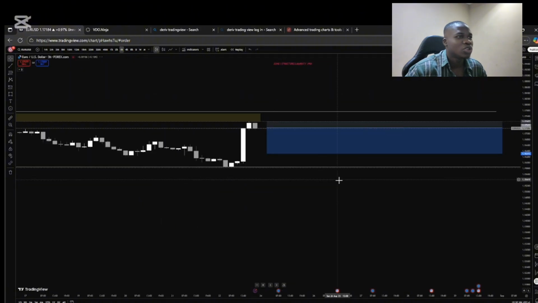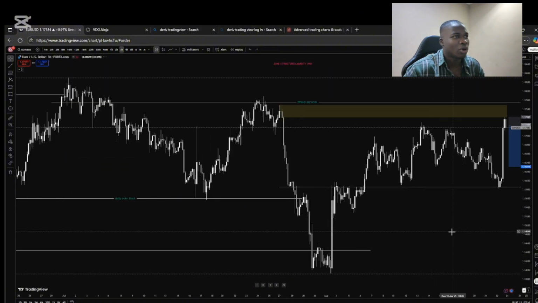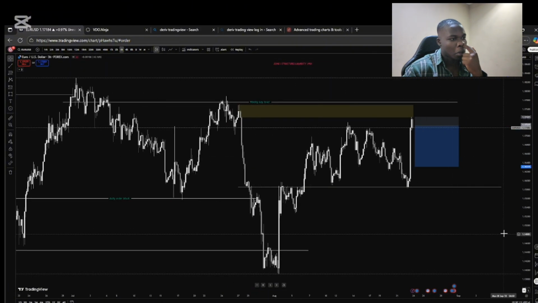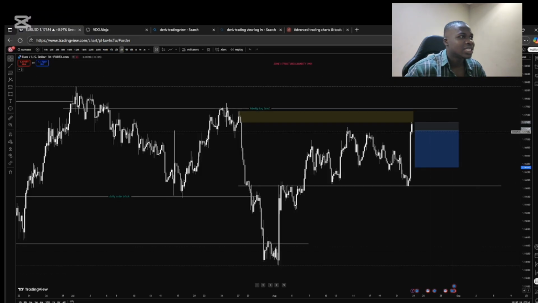Then boom, drop down to the 3 hour time frame. We can see there's a range high, there's another range low. And what can we see? There's a 3 hour order block right here that price is currently inducing. And as you can see, price has tapped into that 3 hour order block.